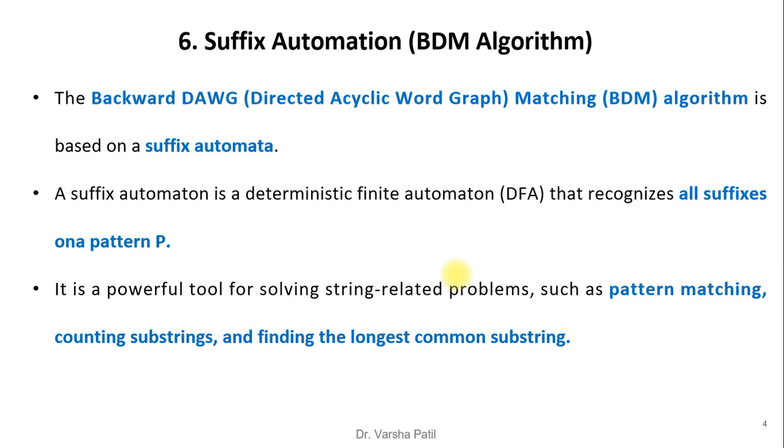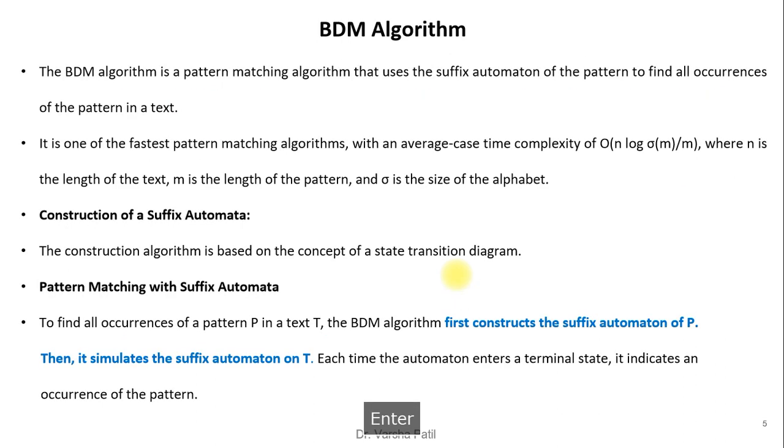A suffix automaton is a deterministic finite automaton that recognizes all suffixes of a given pattern. It is a powerful tool for solving string related problems such as pattern matching, counting substrings, and finding the longest common substring. The BDM algorithm uses the suffix automaton of the pattern to find all occurrences of the pattern in a given text.